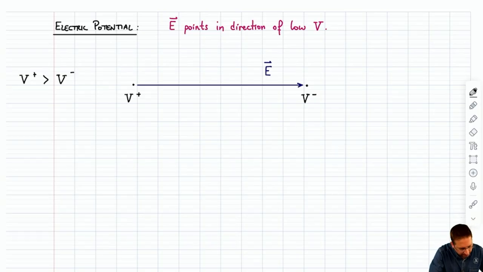So, what does V represent? Let's try to understand that. Now, I'm going to make this 5 volts. I'm just going to pick numbers because it makes things a little bit easier. And I'm going to make this minus 2 volts.